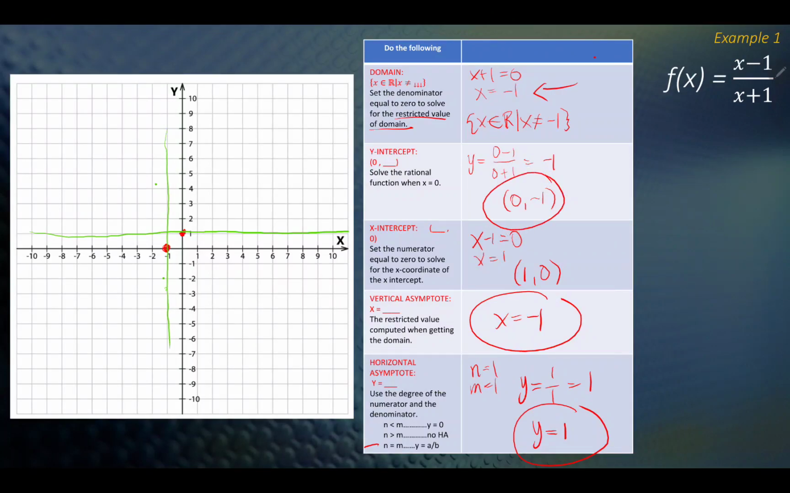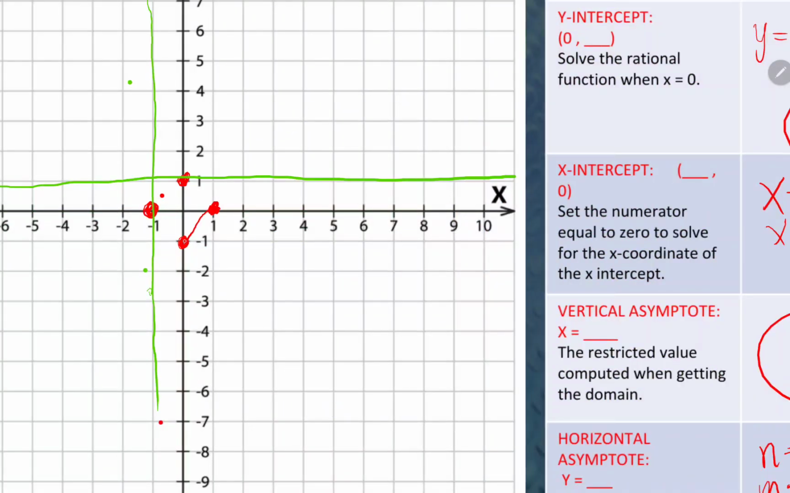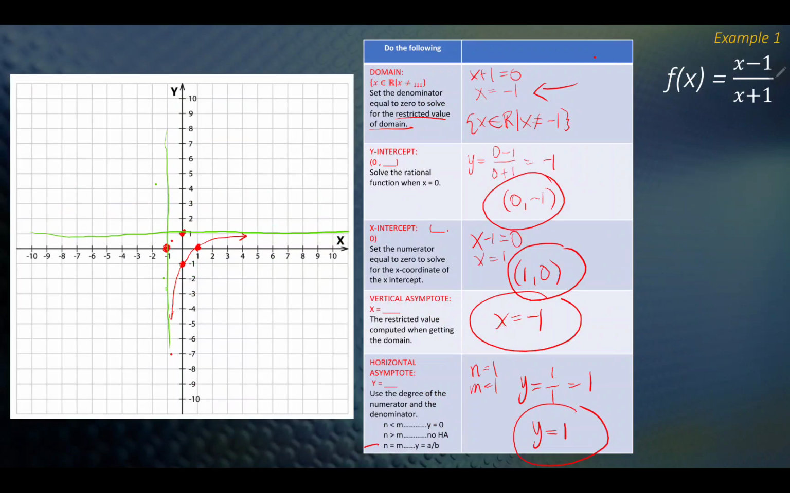So we have 0, negative 1. That's 0, negative 1. It's here. And our 1, 0, that is over here. If you see, there is no asymptote in between these points, so we can connect them. And since we have two asymptotes, we have to show that the line is getting closer to this asymptote, but it will never intersect. That's the sense of an asymptote. So we're done now plotting the four parts.